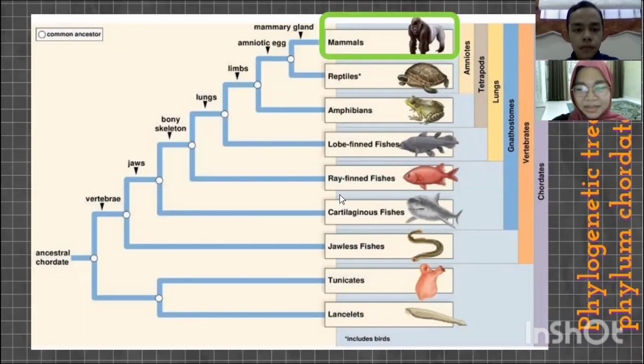So I explain about what is mammals. So in this phylogenetic tree of phylum Chordates, we can see that mammals is placed in the highest position in this figure.